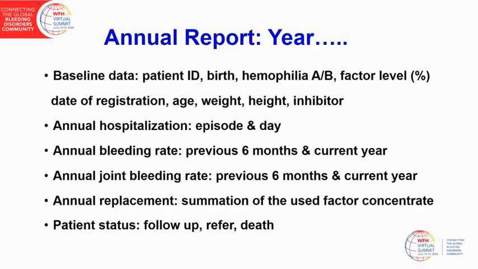Since the Thai registry will connect to the WBDR on an annual basis, or at the end of each year, we will obtain an annual report for each patient. It contains the patient's recent baseline data, annual hospitalization from the summation of episodes and days of hospitalization during a 1 year period, and annual bleeding rate calculated from the baseline visit in the previous 6 months and follow-up visits for the current year. Similarly, for the annual joint bleeding rate, annual replacement is the summation of the total used blood component and factor concentrate during a 1 year period. Finally, it reports the recent patient status of follow-up, referred, or death.